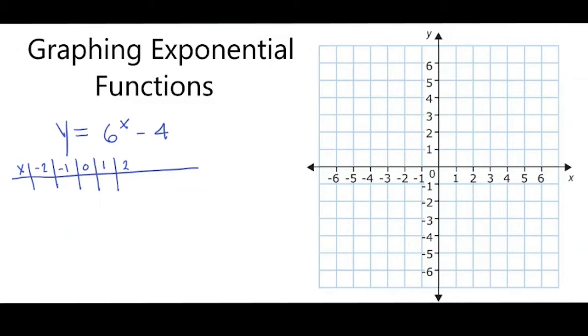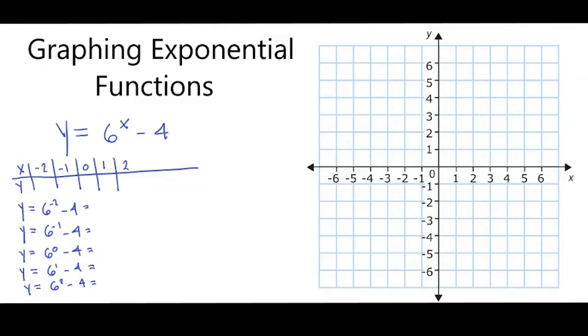All right. So now we plug in our x values. So y equals 6 to the -2 minus 4. Y equals 6 to the -1 minus 4. Y equals 6 to the 0 minus 4. Y equals 6 to the 1 minus 4. And y equals 6 to the second power minus 4. And let's see what our y values are going to be.